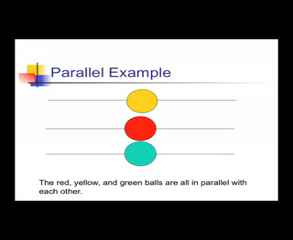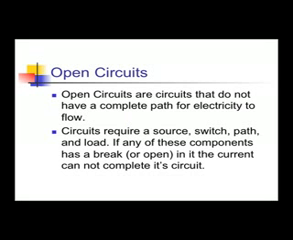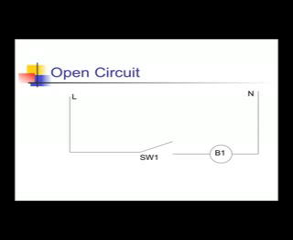Parallel means next to. We're going to talk more about these. However, when we're talking about parallel circuits, or things in parallel, there are three paths in this picture for the electrons to flow. Some might flow through the yellow ball, some might flow through the red ball, and some might flow through the green ball. They're all parallel to each other.